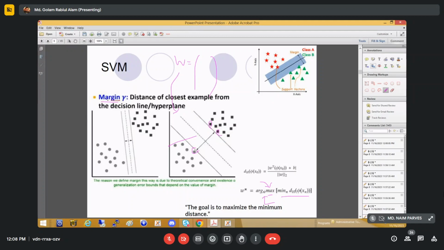We need to change the slopes to change the lines, that is, change the hyperplane. And maybe we will try different values of the W. Each time, we will try to find out the distances and find out the support vectors. Then among all these variations, we will find out the W which will maximize this margin.